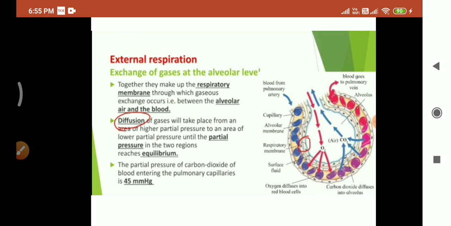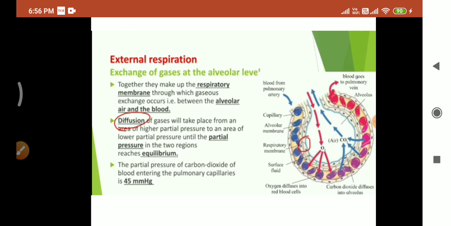So if the question comes as "What is the respiratory membrane?", you have to tell about the alveolar membrane and the blood capillaries membrane getting together to make the respiratory membrane. What is the function of this respiratory membrane? It is the place where gases exchange occurs, in between the alveolar air and the blood.